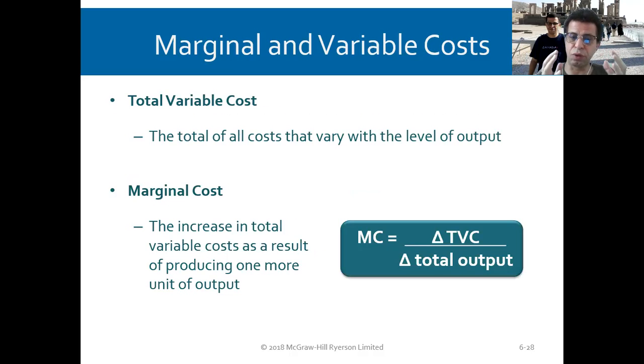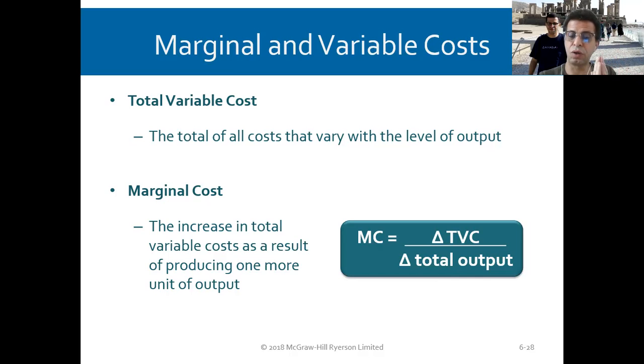So the total variable cost is the total of all costs that vary with the level of output. And we said if you want to produce three bread, you bring 1 kilo of wheat flour and 1 liter of oil, and thus you produce three bread. Let's assume. But if you want to produce six bread, then instead of 1 kilo of flour, you bring 2 kilos, so your variable cost went up, and 2 liters of oil, so your variable cost went up. When you add all these variable costs together, that becomes the total variable cost.